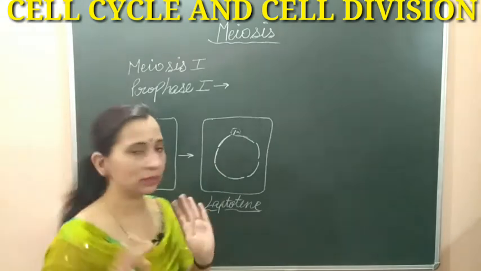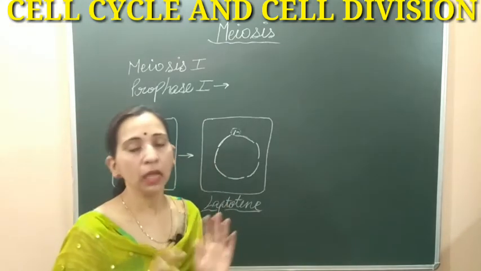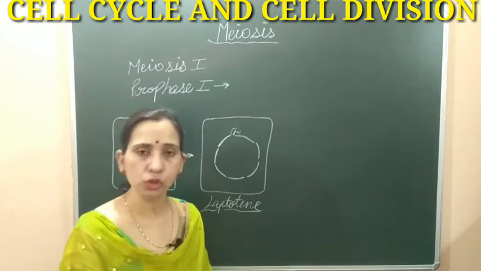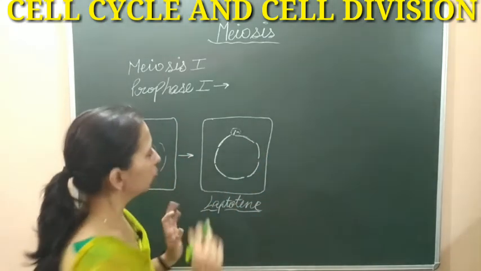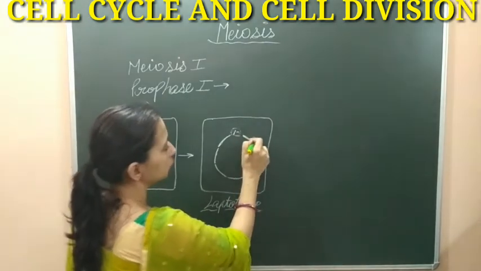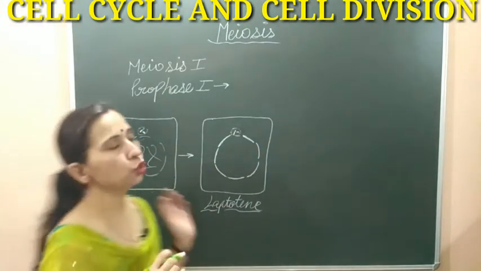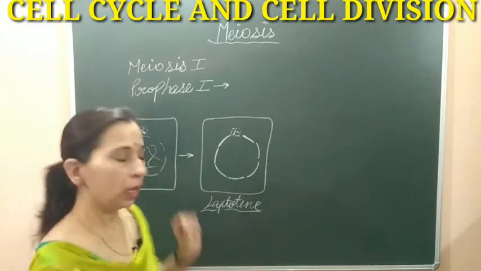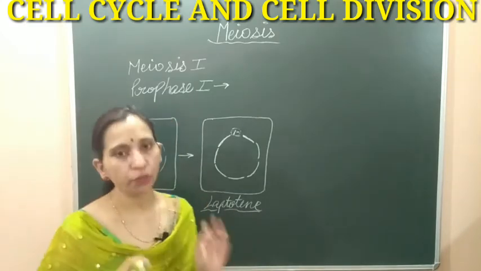The nuclear membrane remains as it is, intact, and all the membrane organelles like mitochondria and Golgi apparatus also remain intact. They are also present in the cell. So this is the cell when it enters into leptotene, and during leptotene, let's see what changes happen to these chromatin fibers.